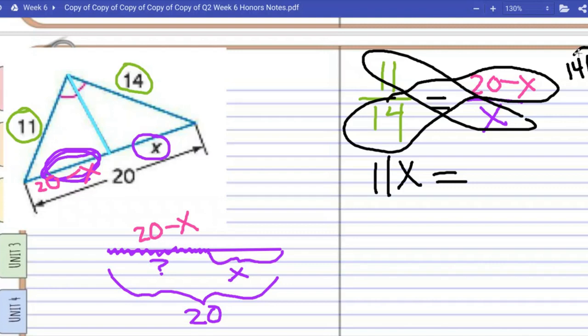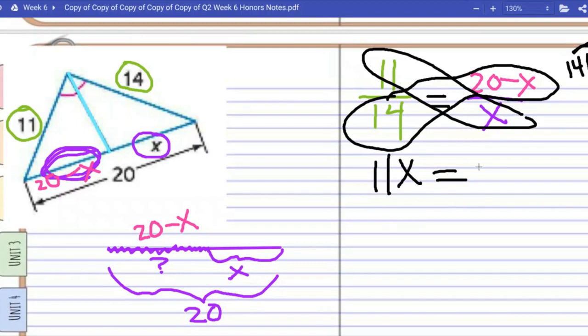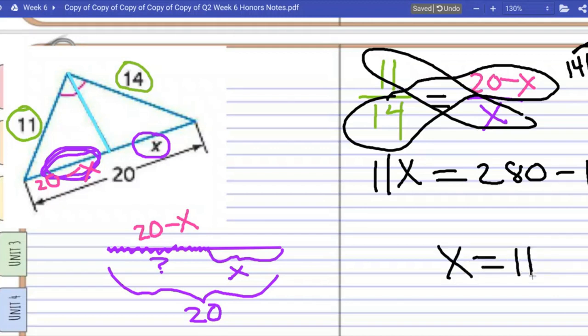And then you distribute your 14. So you end up getting 280 minus 14X. When you do all your algebra, you get X equals 11.2.